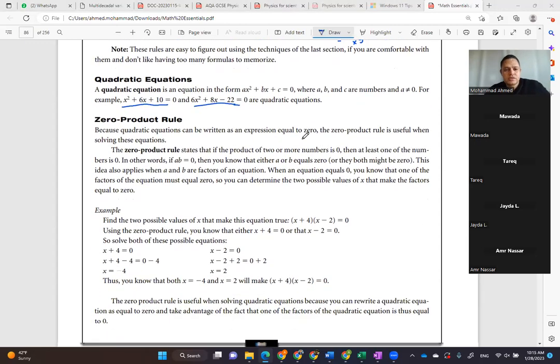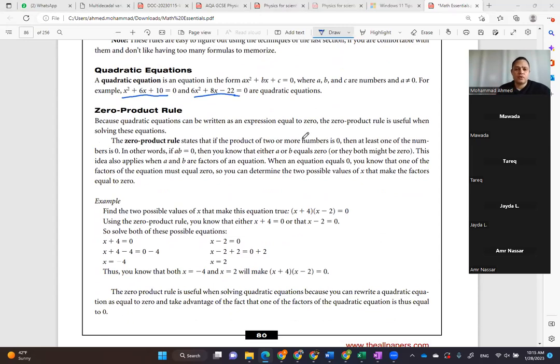Okay, so zero product rule. Because the quadratic equation can be written as an expression equal to 0, the zero product rule is useful when solving the quadratic equation. So what does the zero product rule state? If the product of 2 or more numbers is 0, then at least one of the numbers is 0. In other words, if AB equals 0, then either A or B equals 0. This idea also applies when A and B are factors of an equation.